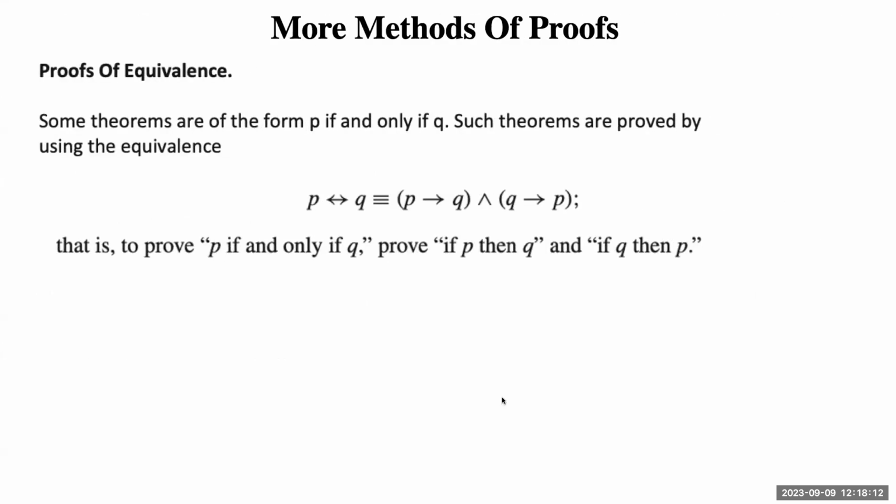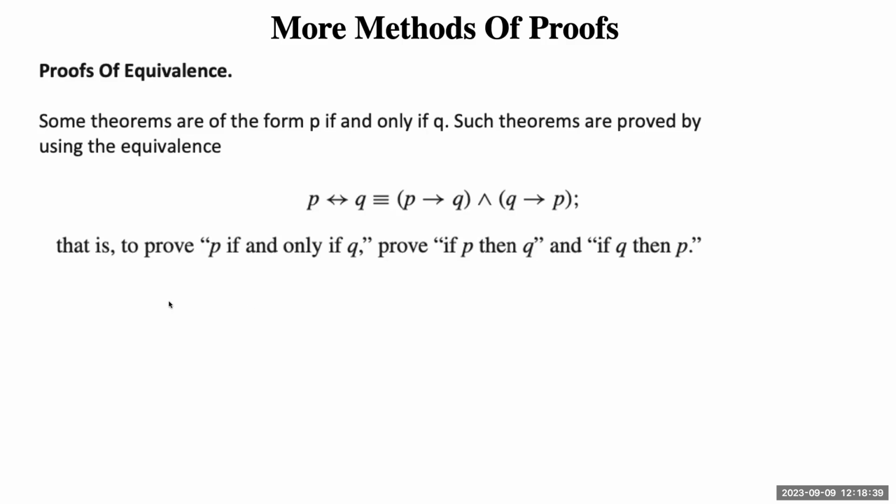Another kind of proof is a proof of equivalence. Some theorems are of the form P if and only if Q. Such theorems are proved by using this equivalence. P if and only if Q, if you recall in the logic section again, we studied that P if and only if Q was logically equivalent to P implies Q and Q implies P.